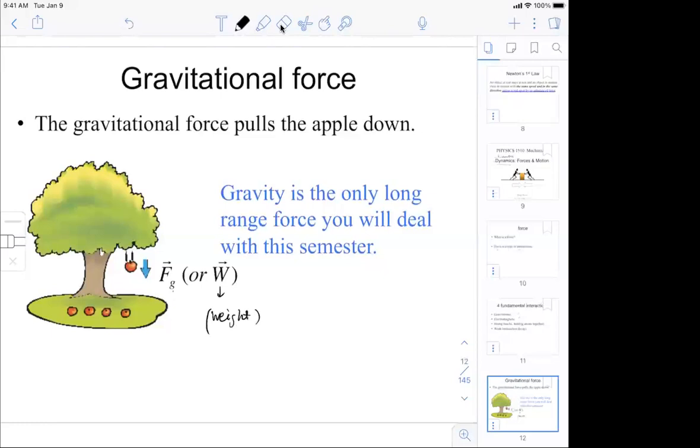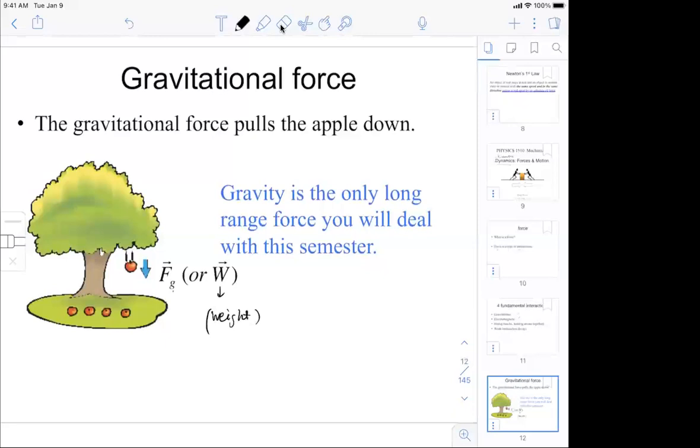Let's say your weight is 135 pounds, then that means your gravitational force, the Earth acting on you, is 135 pounds. Those are exactly the same thing. So you can say F of G or W to represent this force, with the arrow pointing down. Gravity is also the only long-range force you will deal with this semester. Long-range means it's acting over a distance. Your apple does not need to touch the ground in order to feel the force, right?